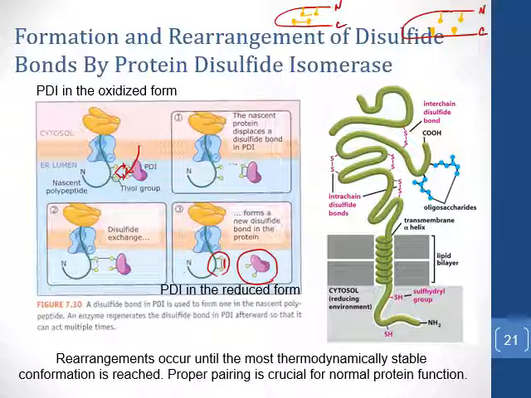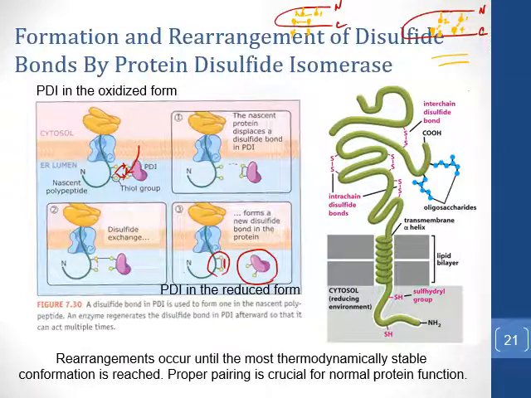What if we do it this way? What if we form a disulfide bond between these two and between these two? In other words, instead of forming a disulfide bond between 1 and 2 and another one between 3 and 4, we form a disulfide bond between 1 and 4 and 2 and 3. Now look what happened. If you do it like this, you've now got an effective way to keep that protein folded.